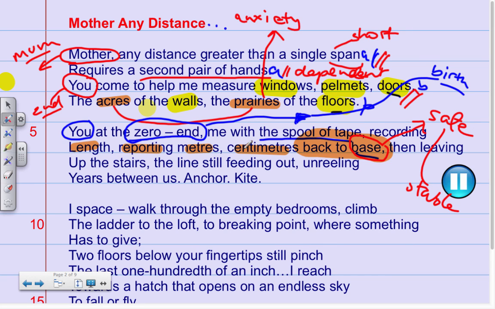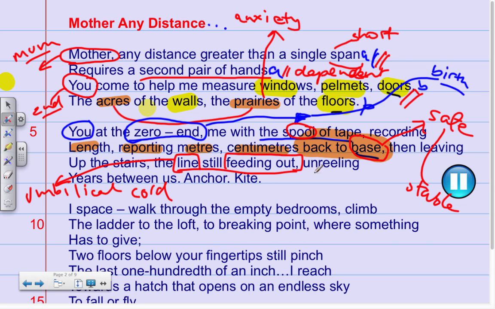Then leaving up the stairs, the line still feeding out. Now he calls it a line at this point, which I think is an interesting word choice here. He's called it before a spool of tape, but it's a line this time. And he has this line that's feeding out, and that is a play on words. You can feed out a line as it unreels, and also the feeding. I think this links here to the umbilical cord. Again, describing that close bond between them, and that links in with the idea of birth as well. Okay?